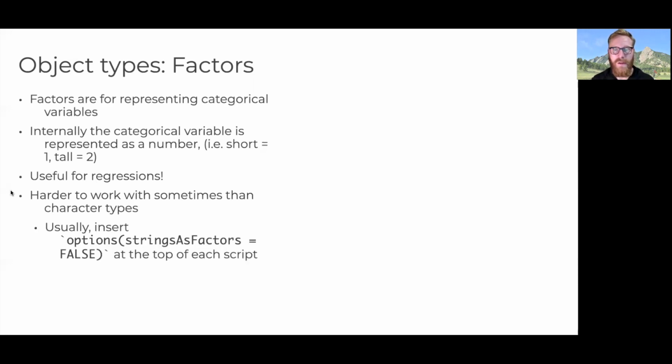And for that reason, when we're reading in data, most of the time we want it represented as a string rather than as a factor. So usually at the top of the scripts, you'll see option strings as factors equals false, which sets the default so that when data is being imported into R, it will be imported as strings instead of being converted to factors.